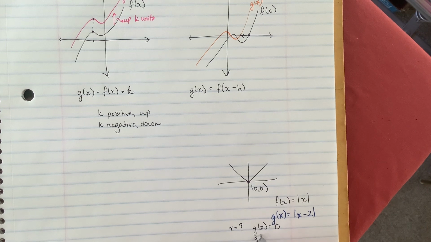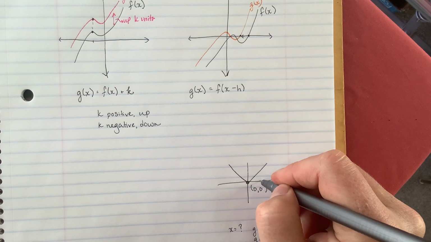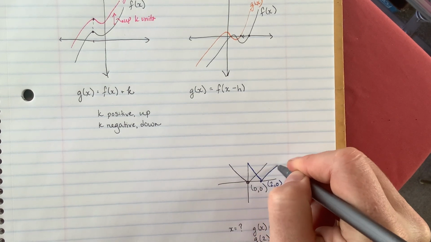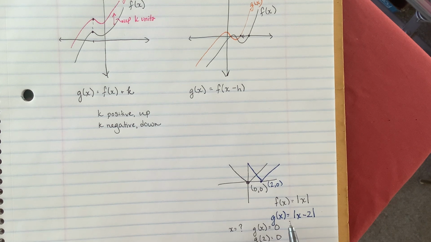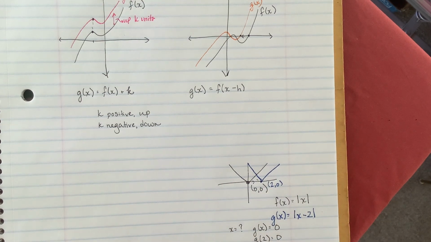So g of 2 is equal to 0, which means the point 2 comma 0 is my new reference point. So even though we were subtracting 2 from the x values, we ended up moving in the positive direction, which is to the right.